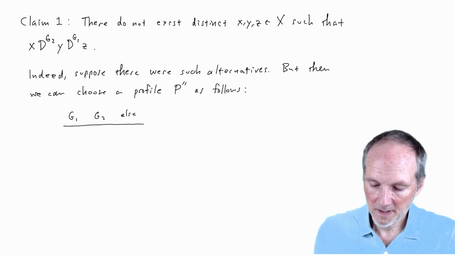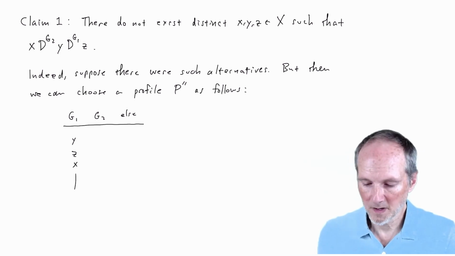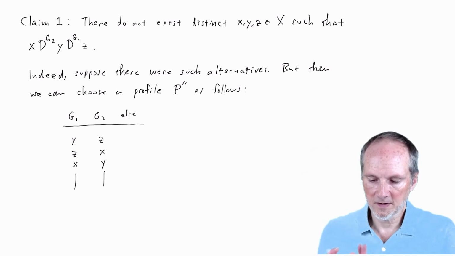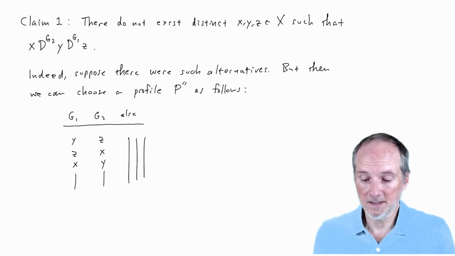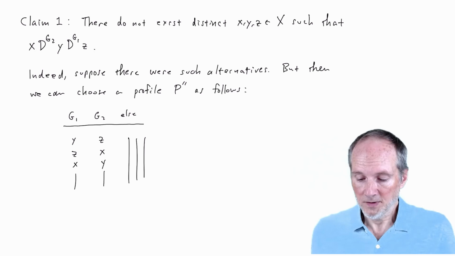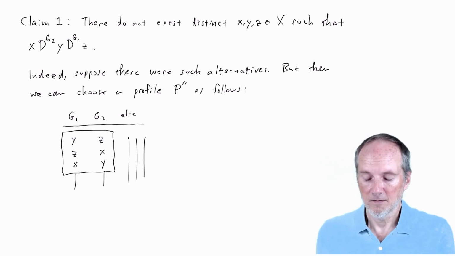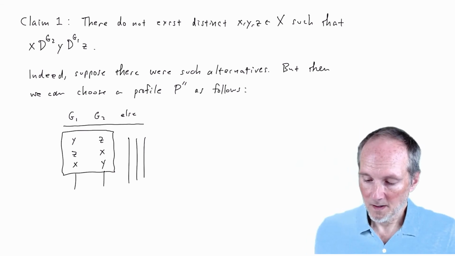Now, in this profile, everyone in G1 is going to prefer Y to Z to X, and if there's other alternatives, just put them below in the ranking. It doesn't matter where we put them. And the people in G2 will prefer Z to X to Y. You can put all the other alternatives below in their ranking. And everyone else, I don't care what their rankings look like. So this profile just has to have preferences over X, Y, and Z for the members of G that look like so. But I'm going to show that this leads to a problem.